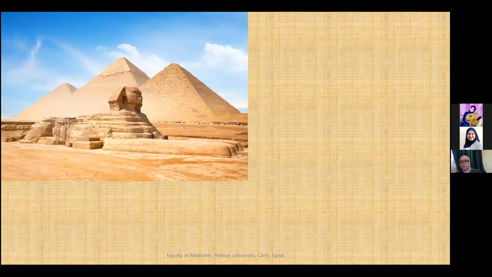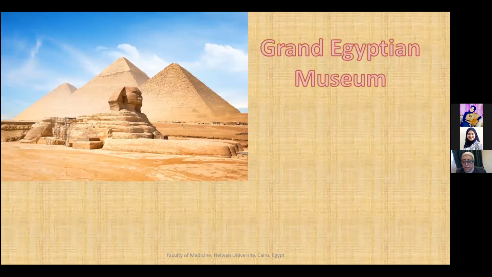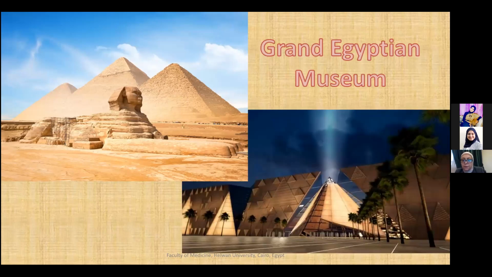So we can have some stretching. This is the pyramids, the 3 pyramids at El Giza and Sphinx. This is the Grand Egyptian Museum that will be opening soon beside the pyramids.